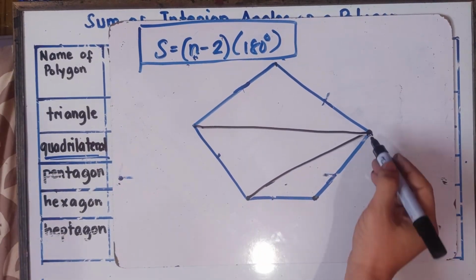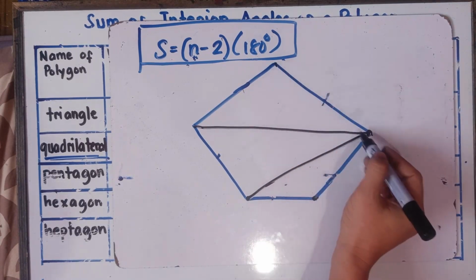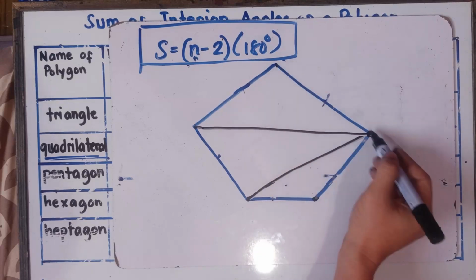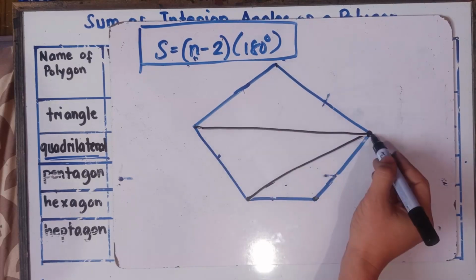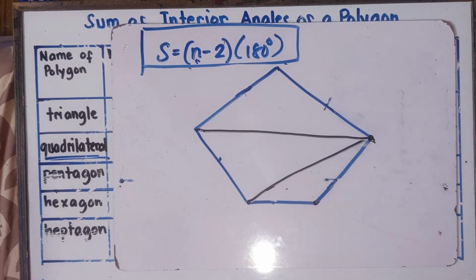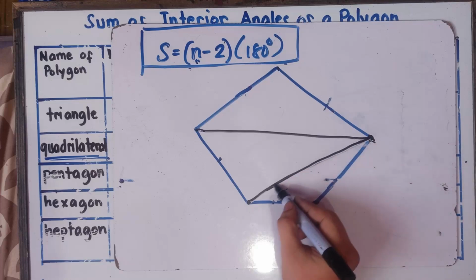Once again, class, you cannot connect this one. This is not a diagonal, next to each other. This one to this one, nope. This is not a diagonal, class. Next to each other. This point to this point, yes. This point to this point, yes. This point to this point, nope. So only this one.